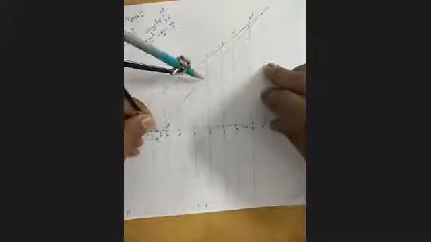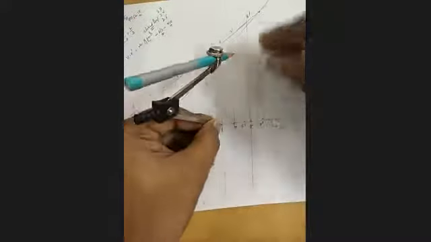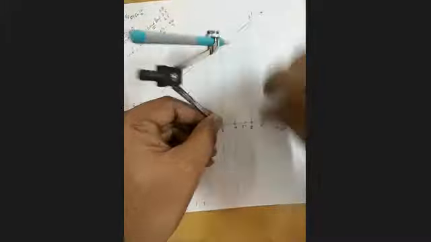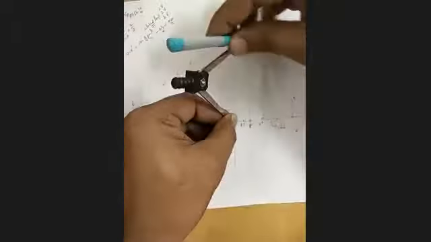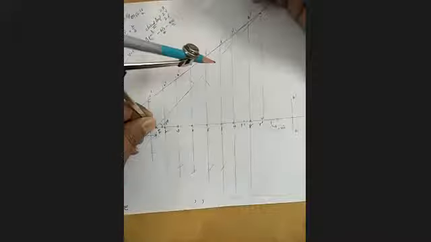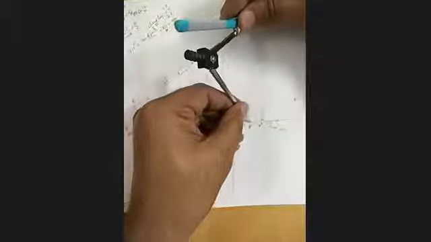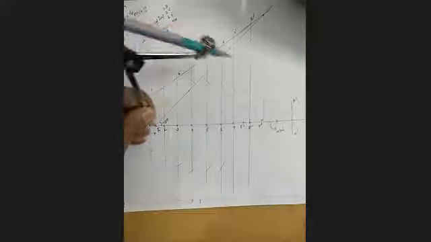FS center. Cut up and down, 6 dash as radius. FS center. Cut, 7 dash as radius. FS center. Cut, 8 dash as radius. We are changing how many points we have taken; those many points we will draw.